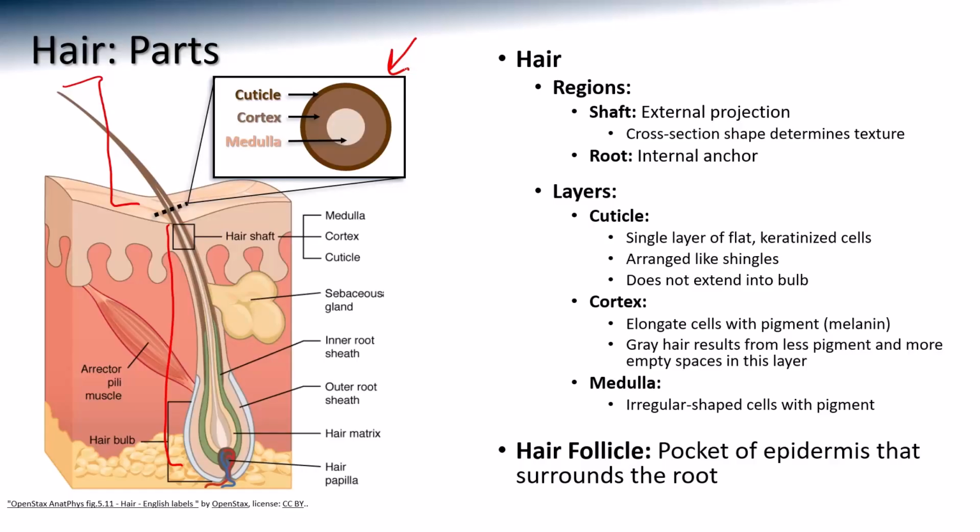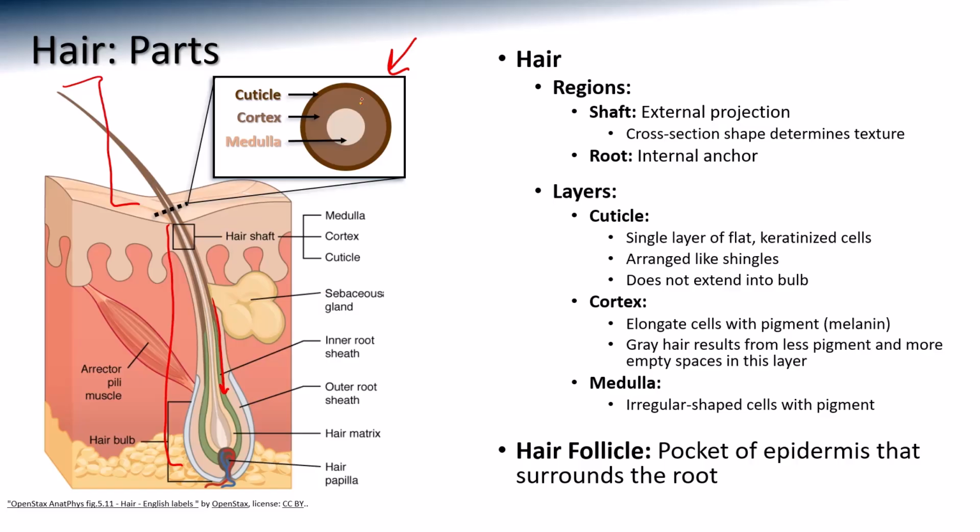The outermost layer is the cuticle, which is a single layer of flat keratinized cell. They look like shingles on a roof. They kind of overlap each other and close off the hair shaft to anything else. And this, if you take a look here, is not going to extend all the way down here into the bulb. Instead, it's going to be contiguous, or runs right into, one of our root sheaths.